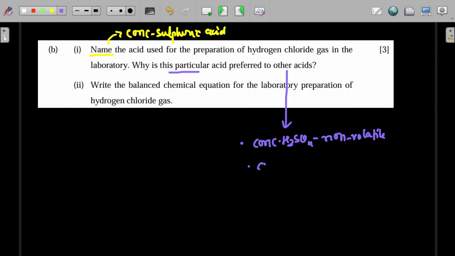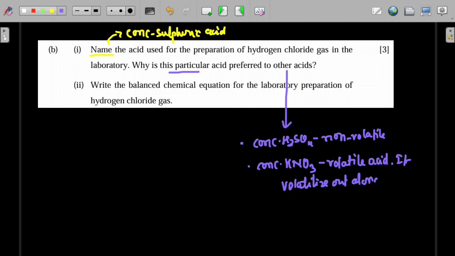Whereas if you use concentrated nitric acid, then also you will get HCl. Okay, the reaction will take place. But the problem is the HNO3 will also come along with HCl because it is a volatile acid. So it volatilizes out along with HCl. Because sometimes they give you why we use sulfuric acid, why not nitric acid. That time you write both the points. Or here they have mentioned other acids, then also you write both the points. Again, a balanced equation they have asked, so keep practicing them.